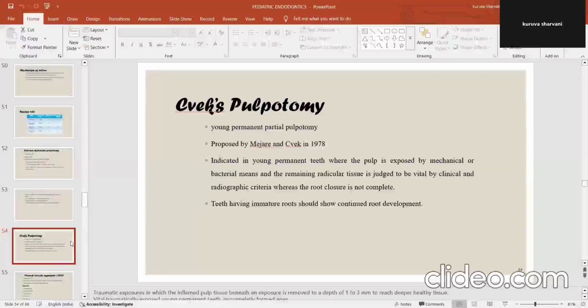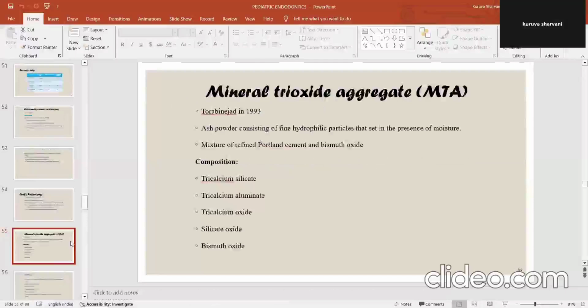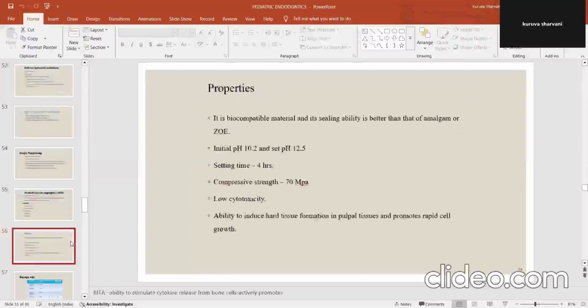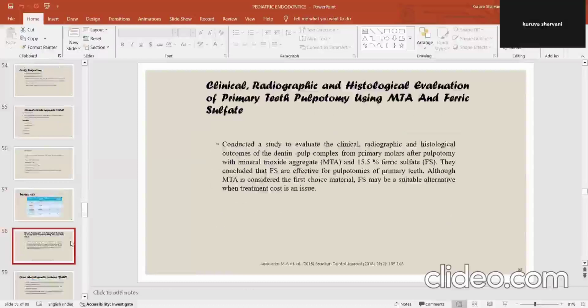Next, MTA pulpotomy. It is an agent where, after placement of formocresol or ferric sulfate, that is after obtaining hemostasis, we are going to place MTA instead of zinc oxide eugenol. We can also place biodentine instead of zinc oxide eugenol. These are all the studies where they have shown that MTA or biodentine also plays an important role as a pulpotomy agent.